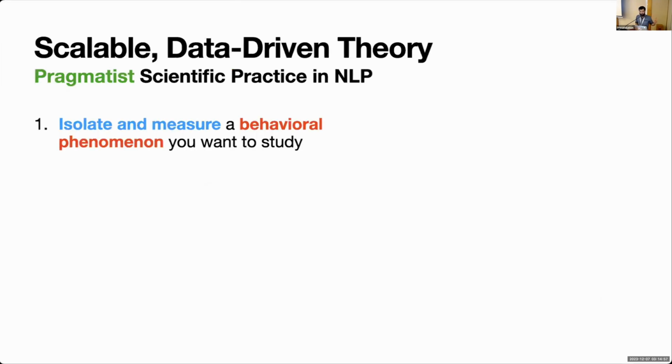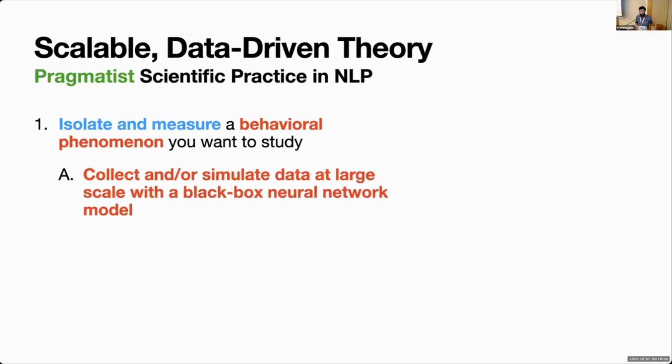First, you isolate and measure a behavioral phenomenon you want to study. And then you collect or simulate data at large scale with a neural network. And this might sound like it begs the question, but it's fine if you separate the theory from the phenomenon that you want to study, right? Instead of sitting down and being like, okay, what are the semantic roles? Let me come up with all of them and then annotate a bunch of data. You say, what's my theory of semantic roles supposed to explain? What phenomena is it supposed to explain?